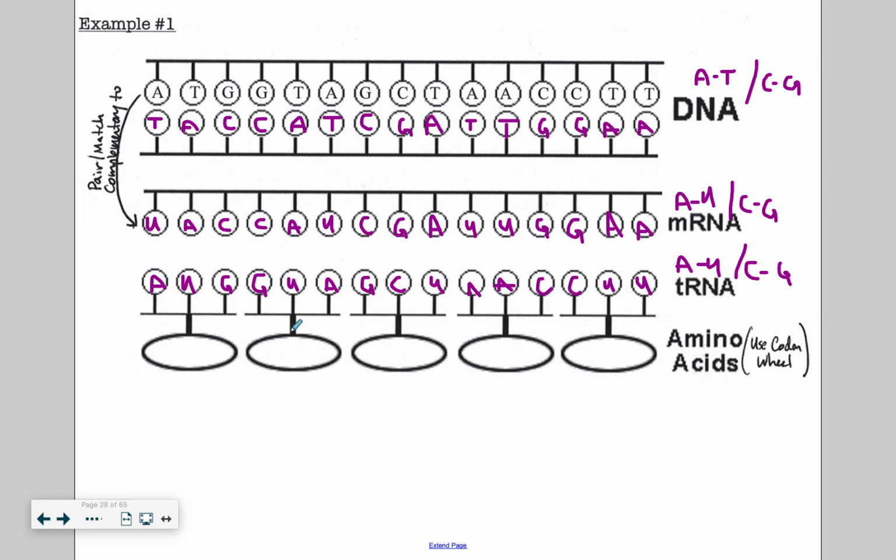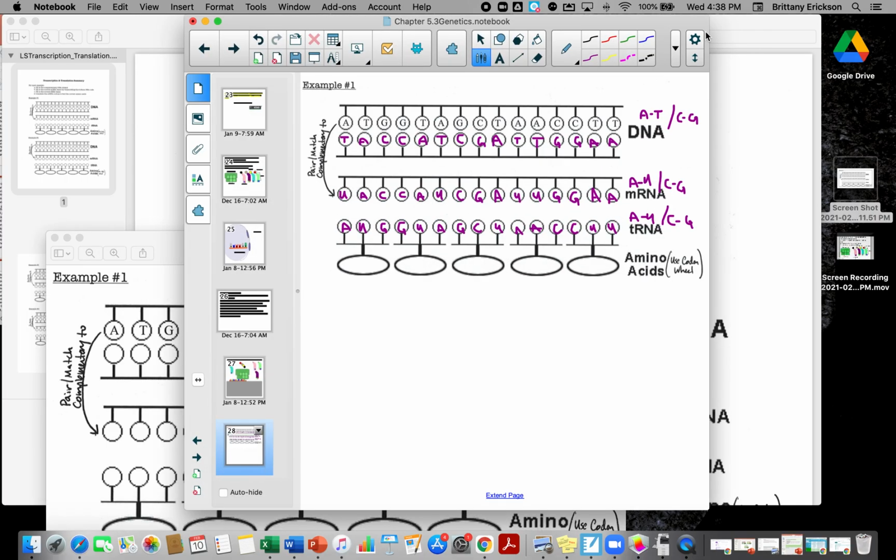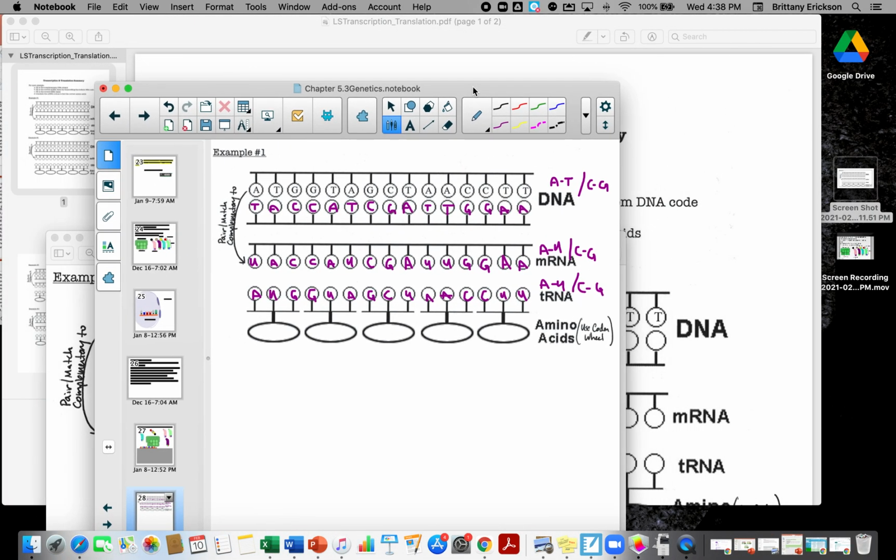All right, now this bottom part, we're going to figure out what amino acid it codes for. Okay, we're going to take it a step further. We're going to use something called a codon wheel. All right, so this is also included in your assignment.